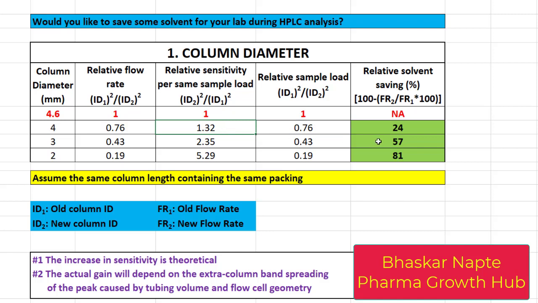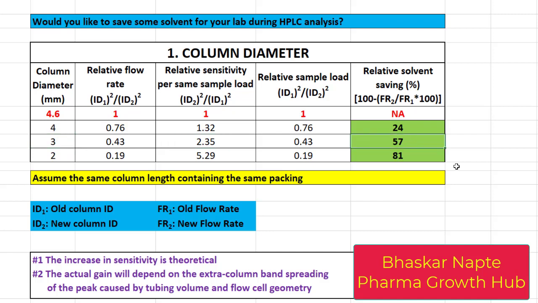But the more interesting part to understand is the relative solvent saving. You are going to save 24% of your consumption just by switching the inner diameter from 4.6 mm to 4 mm. Further, let us understand in case you want to use a 3 mm inner diameter column, how much is going to be the saving?